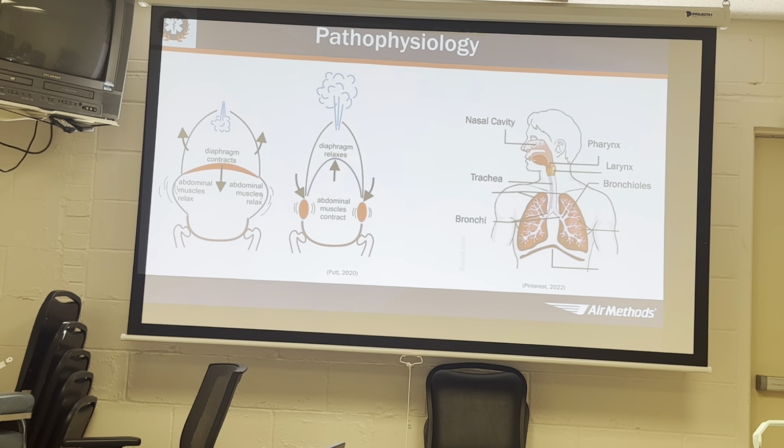This is just going over the anatomy of the lungs. I think we've all seen something just like this before. Any questions on the anatomy? No?